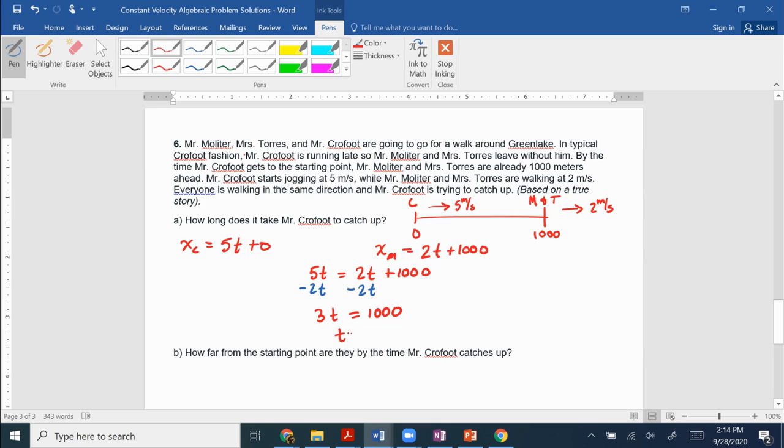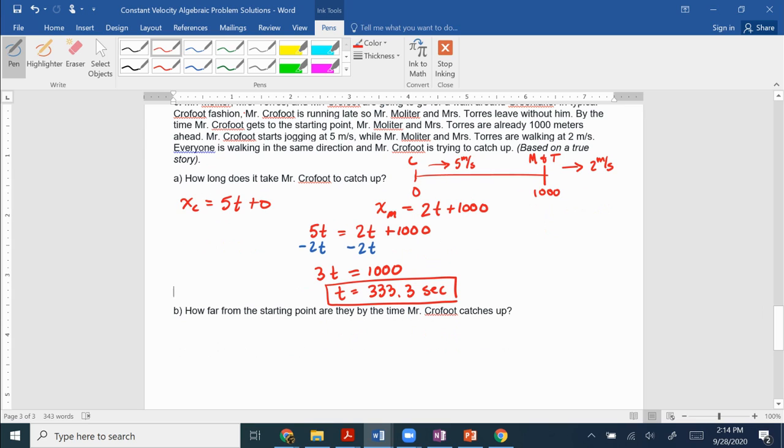So t is equal to what? 333.3 seconds. Oh, come on now. Let's not do that. And then lastly, how far from the starting point is it? You can plug it into either equation. I'll just plug it into my equation, but it doesn't matter.